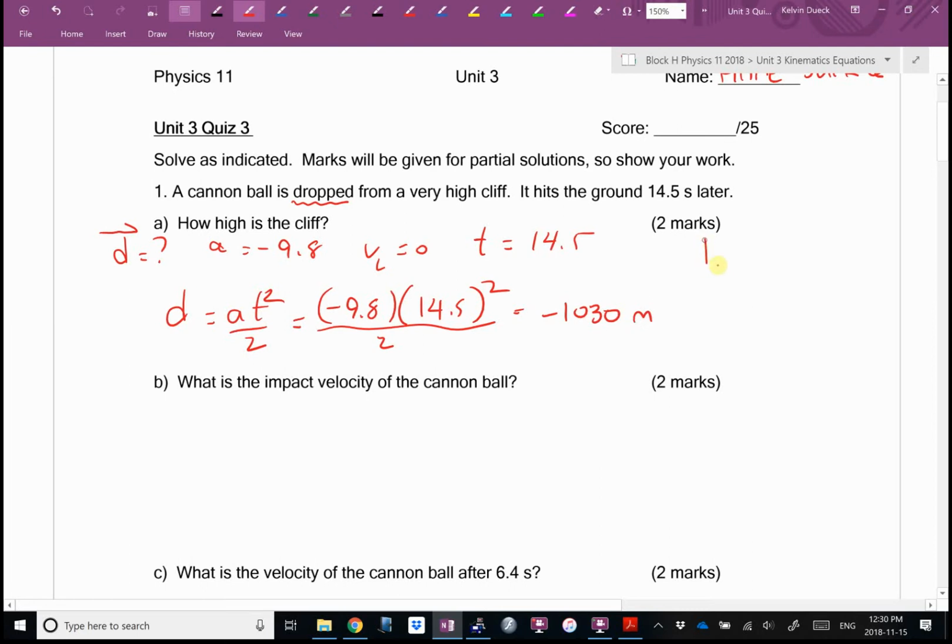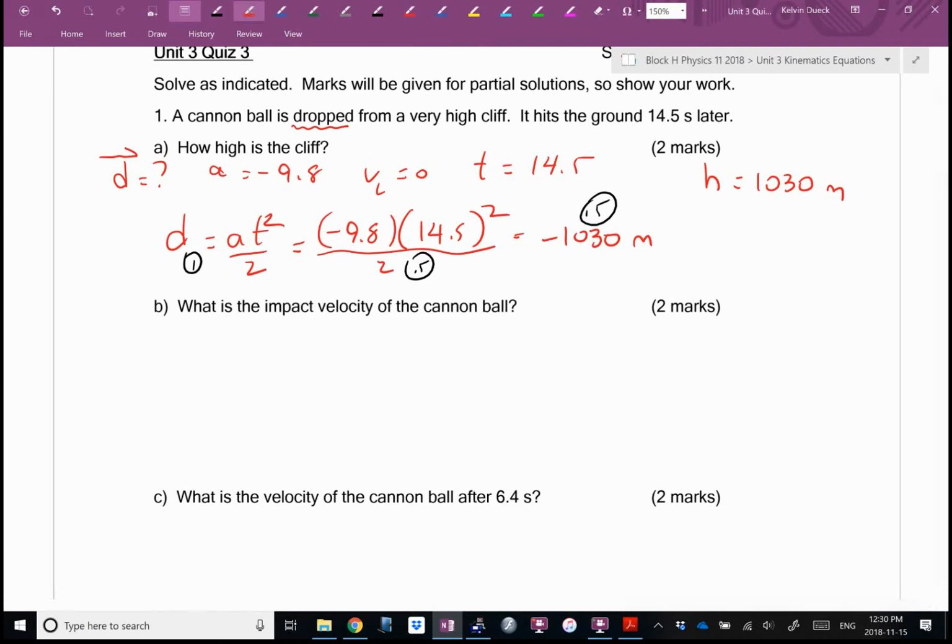Technically, height is a scalar, and we're going to look at height properly later on this year. So if you said that the answer was positive, I would also give you full marks, because that's usually how we describe how high a cliff is. That's the English version of that displacement. 2 out of 2 for that. Otherwise, I would give you 1 mark for the equation, half mark for the numbers, and a half mark for the answer. What's B asking me to find?